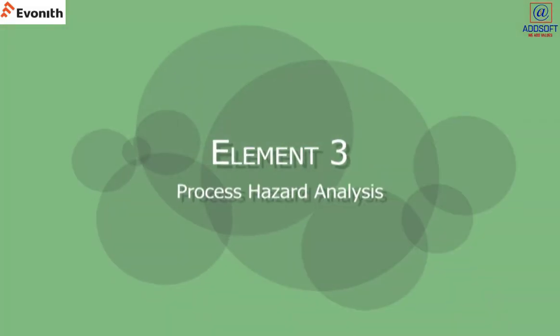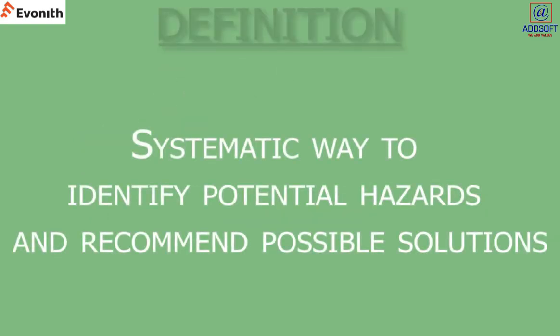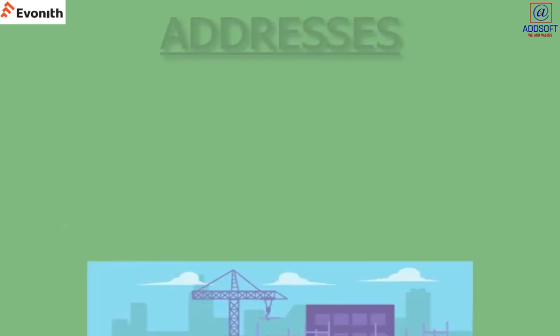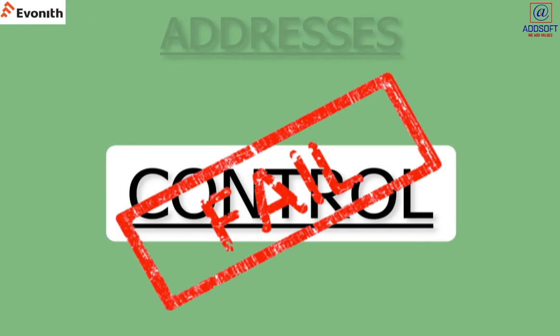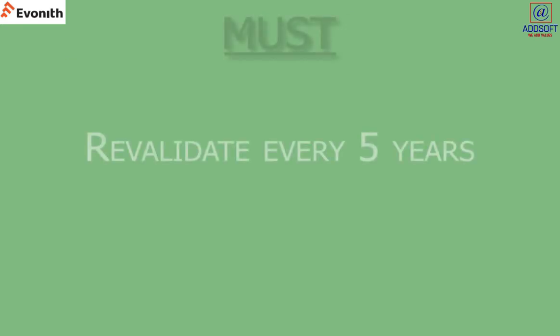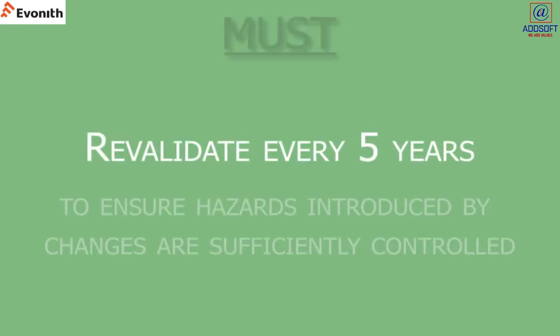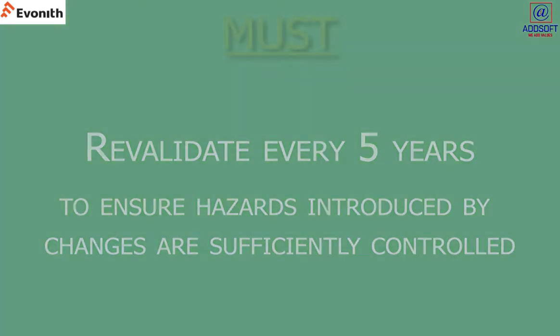Element 3. Process hazard analysis. A systematic way to identify potential hazards and recommend possible solutions. Addresses facility siting, human factors, previous incidents, control failures. Develops recommendations. Must revalidate every 5 years, ensuring hazards introduced by changes are sufficiently controlled.